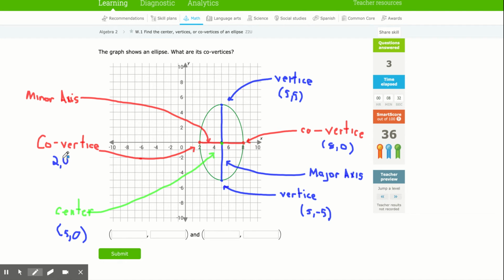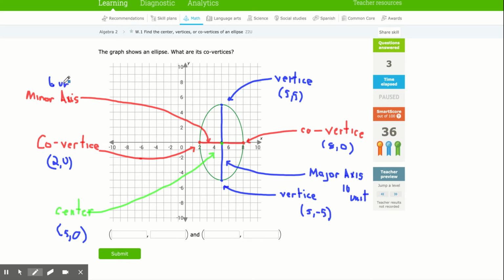Now, they will often also talk about the length of the minor and major axis. So the major axis obviously has a length of 10 units. The minor axis has a length of 6 units. And remember, the major axis will always be longer than the minor axis.